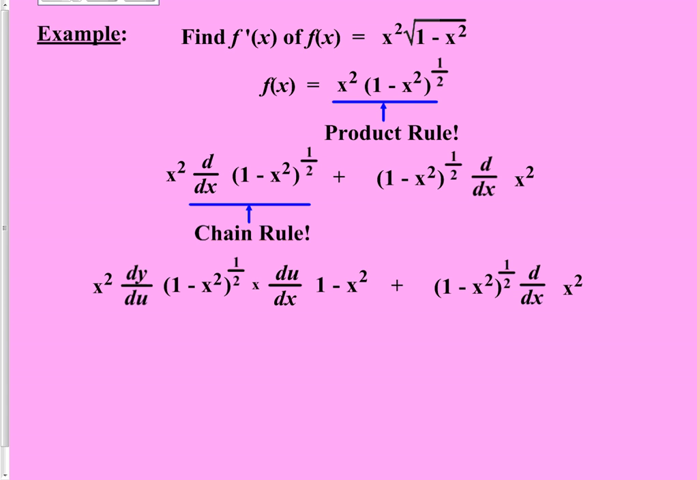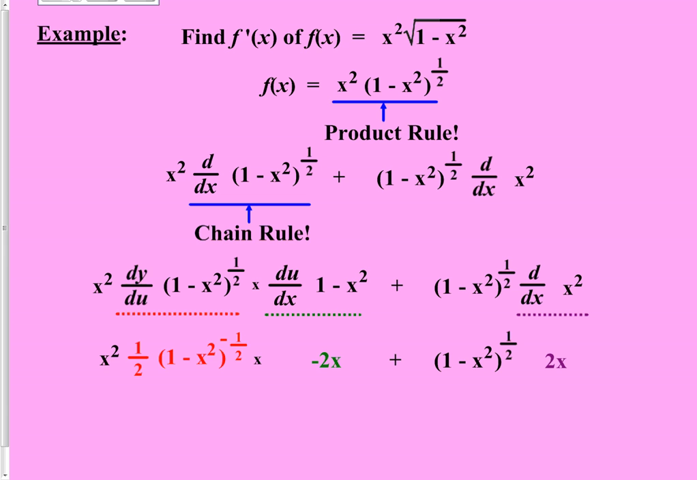Now going through and actually doing the derivatives as shown, it might be in your best interest to color code some things or use numbers or underlines or something like that as you are getting more familiar with the chain rule. It's very easy to get confused on where some of these terms might be coming from. Anyway, the dy du is 1/2 times 1 minus x squared raised to the 1/2 power. du dx is negative 2x, and d dx is x squared.